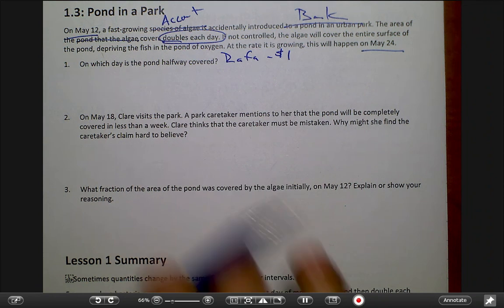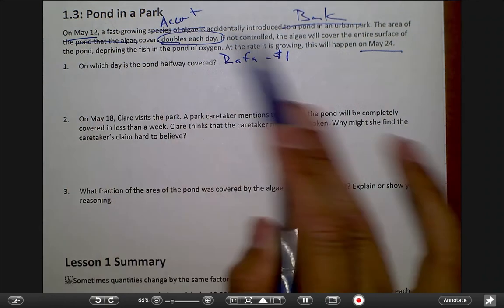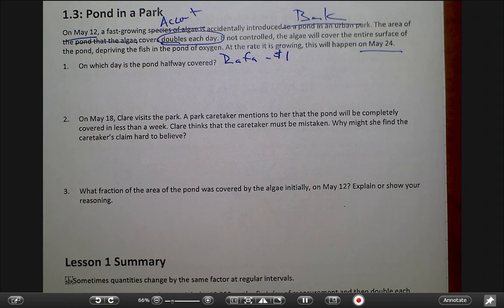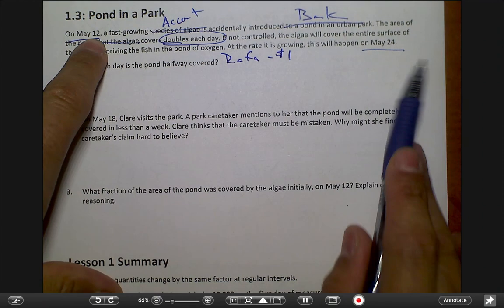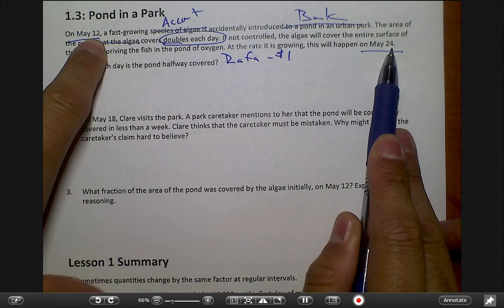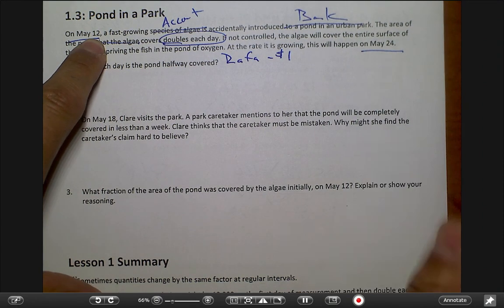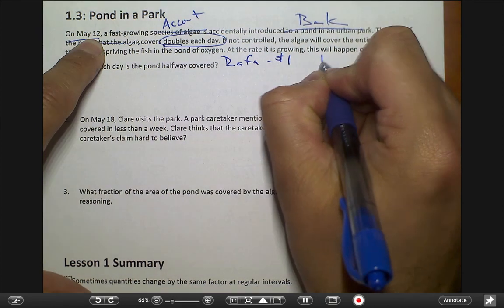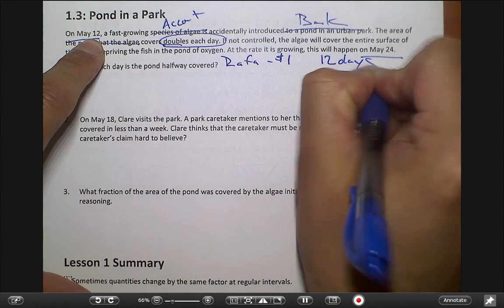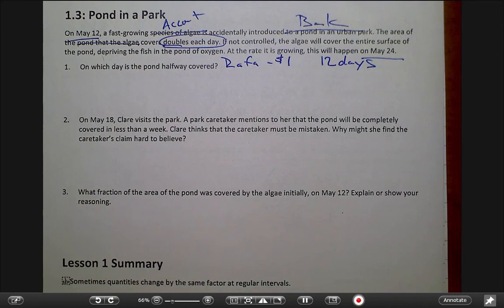Now, how many days is this going to double for? 12 days is gonna double up. From the 12th to the 24th. 12 days. Halfway would be 6. Okay, so 12 days. Now, on which day will the pond be halfway covered?